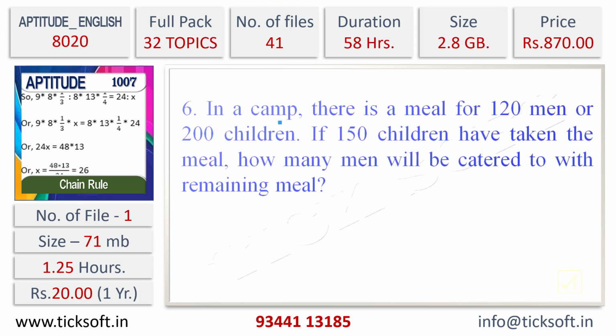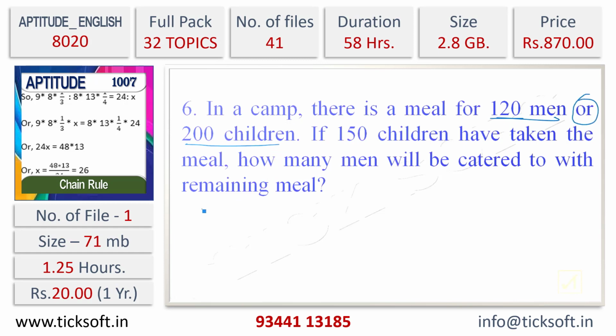The sixth question is, in the camp there is a meal for 120 men or 200 children. If 150 children have taken the meal, how many men will be catered to with the remaining meal? So here listen, there is a meal for 120 men or 200 children.